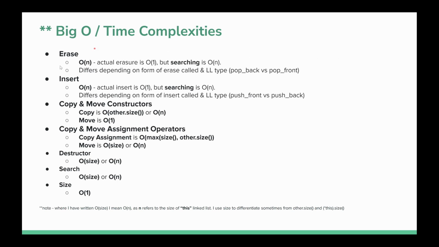First, we're going to talk about linked list erase. As I said before, it's O of n. The erasure itself is O of 1, as we're just rearranging pointers in a linked list. But the problem is searching for an element at worst is going to be big O of n, right? Because we don't know if the element's the first or the last.